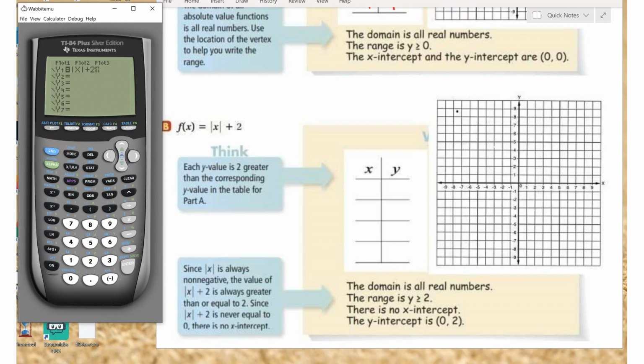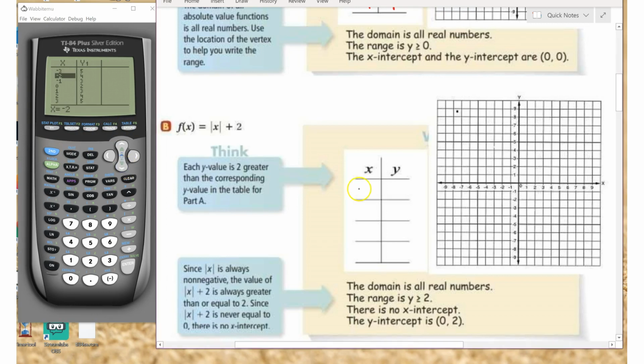So now you're going to look at the table. And like I said, we'll start with -2. So we have -2. When x is -2, the y value is 4. When x is -1, the y value is 3. When x is 0, the y value is 2. When x is 1, the y value is 3.